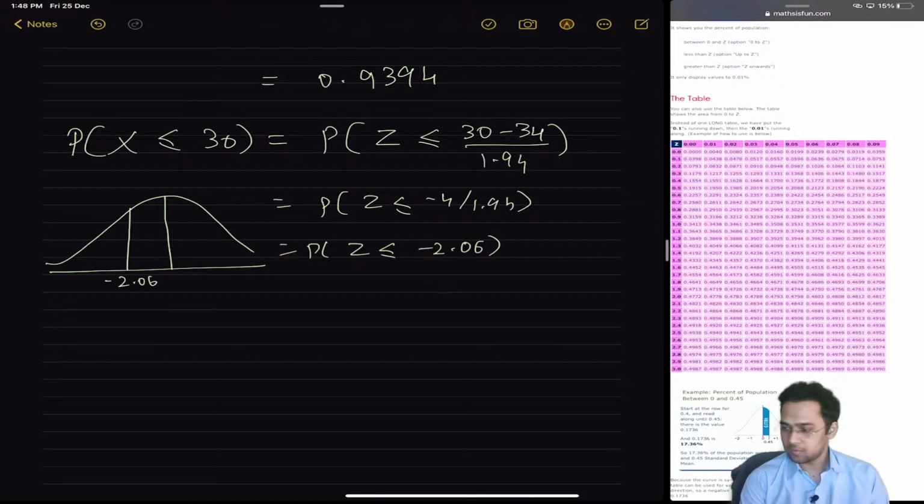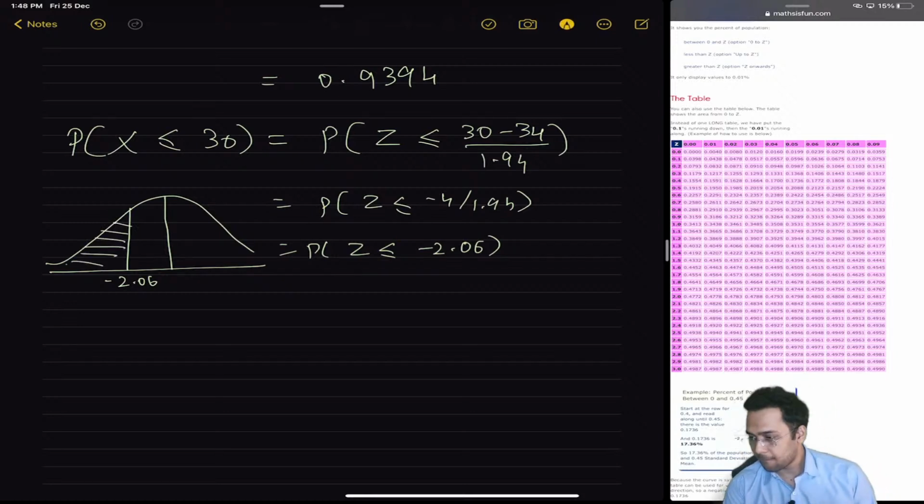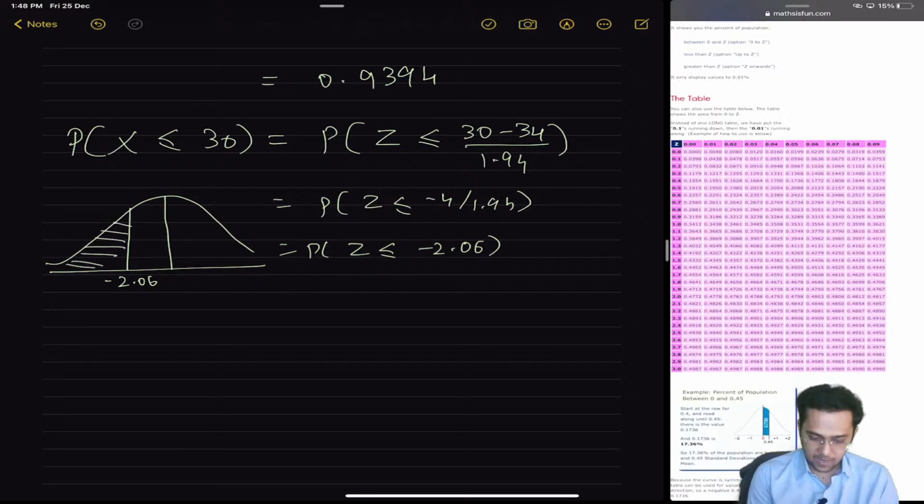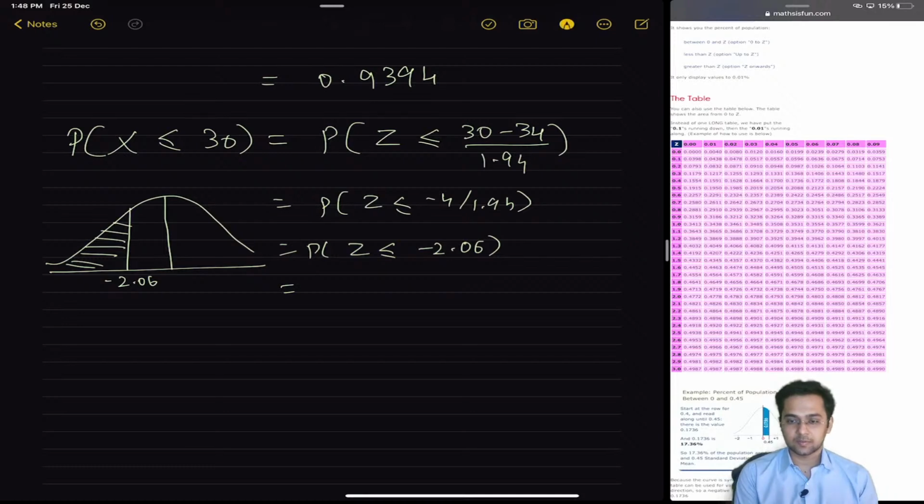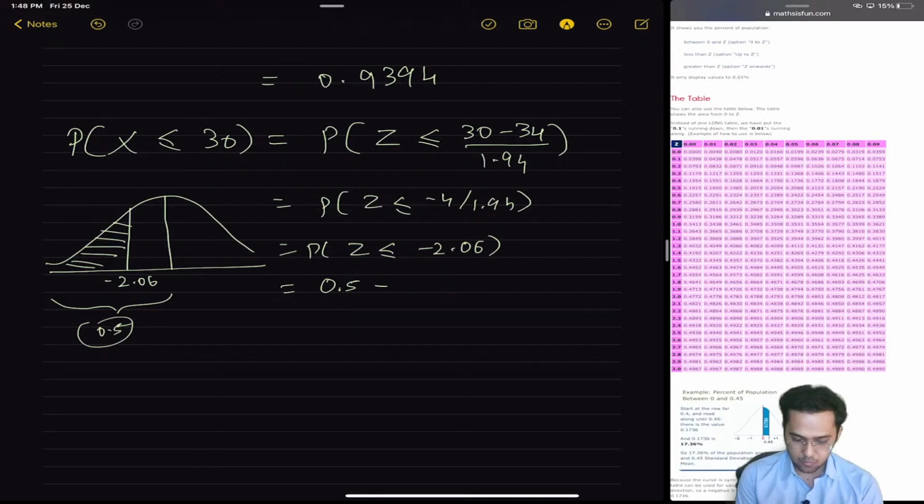So we want this much region. So for that, it should be simply 0.5, which is this entire region is 0.5. उसमें से we are going to reduce the value, or I can say z value of 2.06. इसका एरिया मुझे निकालना है.